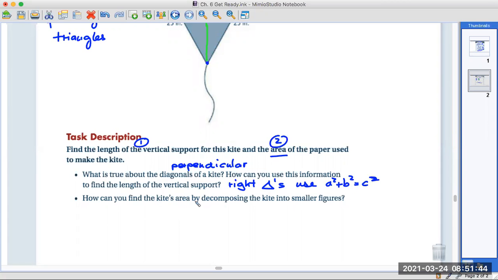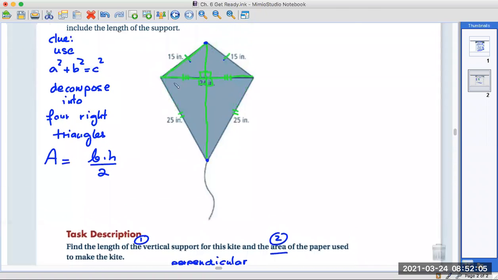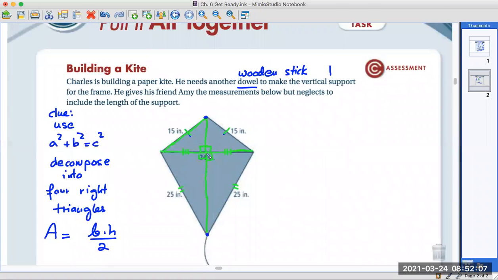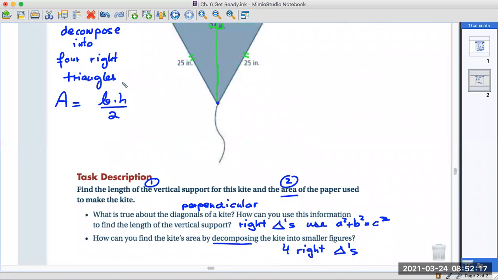How can you find the kite's area? By decomposing the kite into smaller figures, 4 right triangles. And you would find each area and add them together. Now here's another clue. The area of a triangle is the base times the height divided by 2. And the base would be, this is your base, this is your height. Yeah, the base and the height are always perpendicular. And those are the clues I'm giving you. Good luck, everybody.